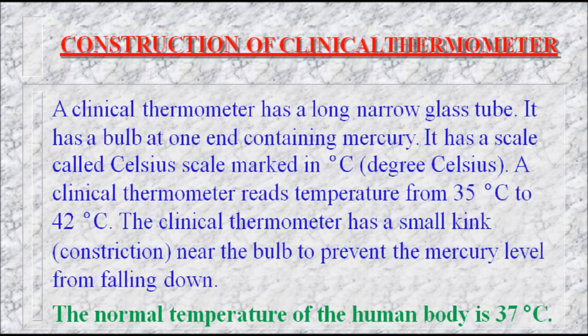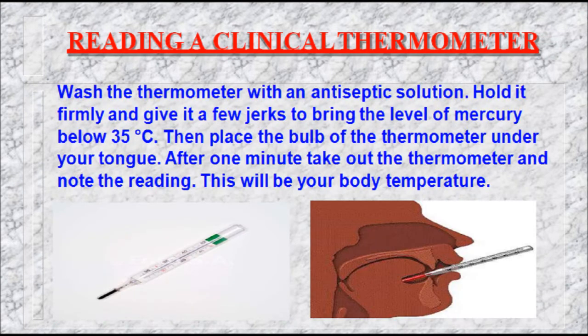If a person has a fever, the temperature goes up. However, it never goes above 42 degrees Celsius or below 35 degrees Celsius. So the range of a clinical thermometer is from 35 degrees Celsius to 42 degrees Celsius, or 94 degrees Fahrenheit to 108 degrees Fahrenheit. A clinical thermometer has a special feature, a kink or a constriction in the glass tube just above the mercury bulb.